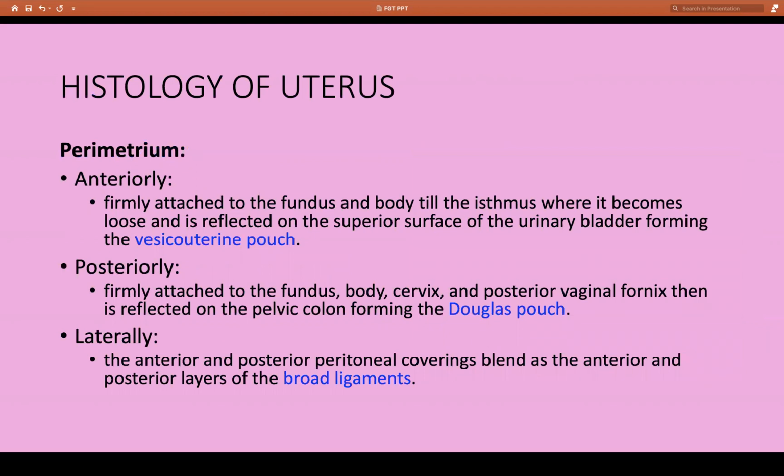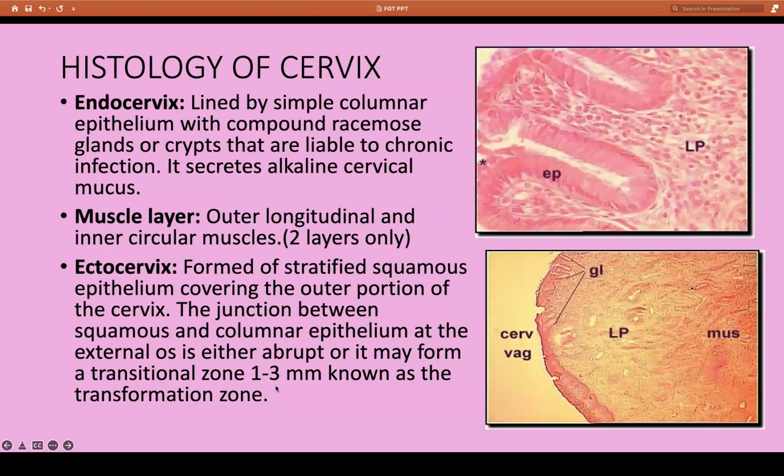Histology again of the perimetrium: anteriorly it is firmly attached to the whole body of the uterus until the isthmus, where it becomes loosened and makes the vesico-uterine pouch. This is the pouch where we open and reflect the bladder down. Posteriorly, it is firmly attached to the body until the pouch of Douglas, and laterally to the broad ligament.